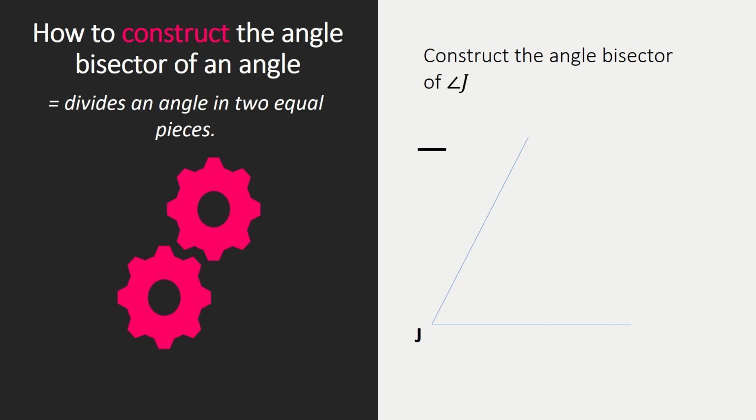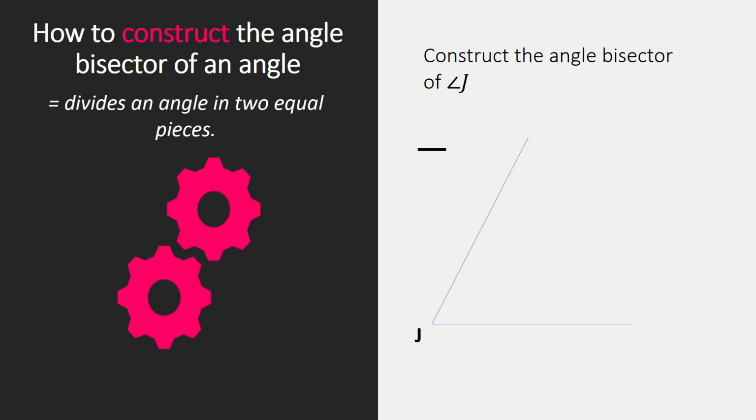So last time, where we were allowed to measure, we measured that angle J was equal to 60 degrees. So we divided 60 by 2, that's 30. So we draw a line with angle 30, and that was the middle, so we divided the angle in two equal pieces. This time, we are not allowed to measure because of the word construct.